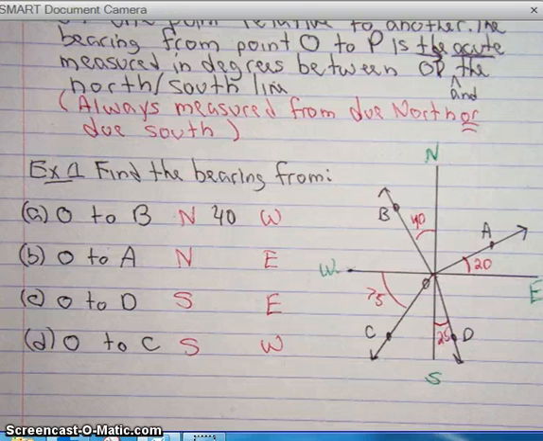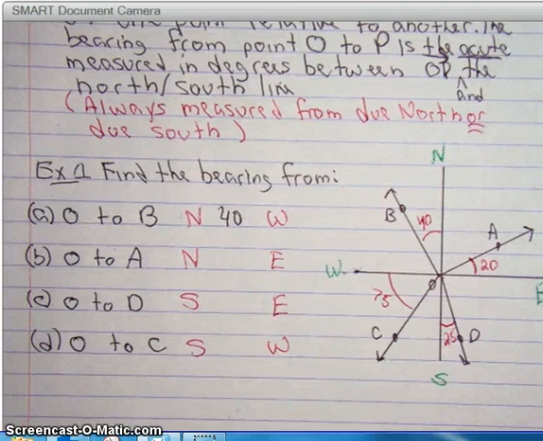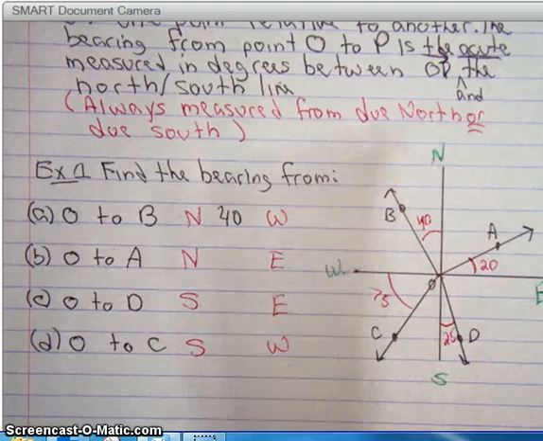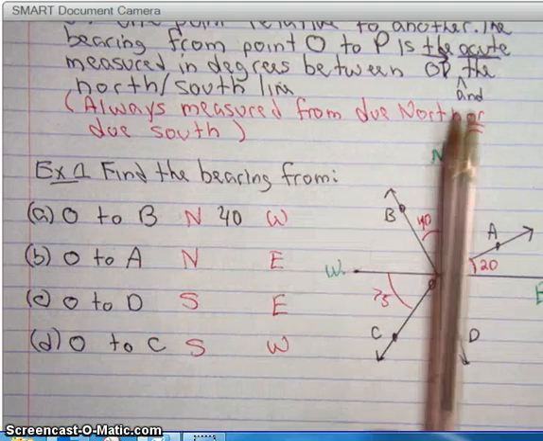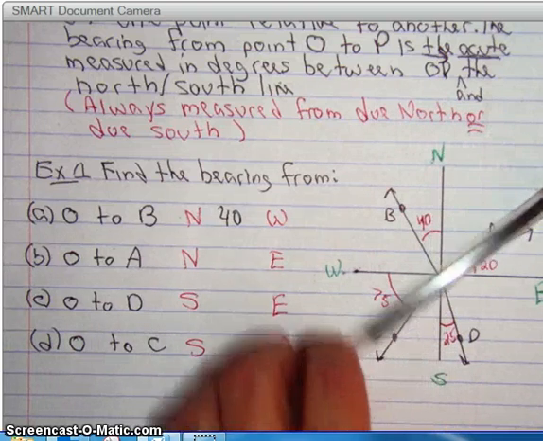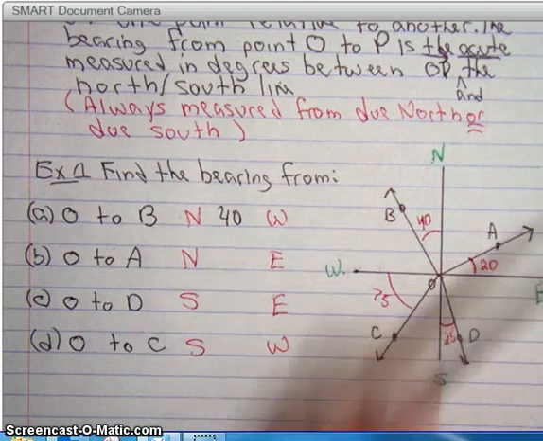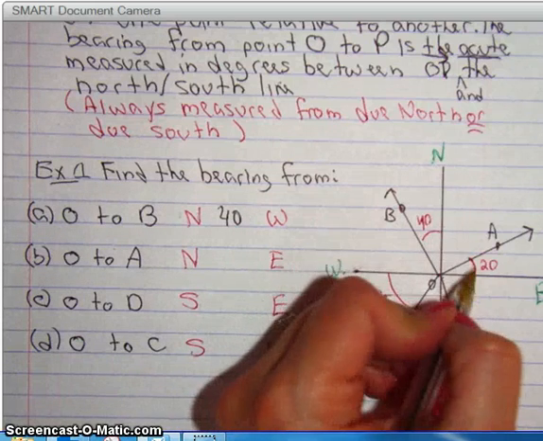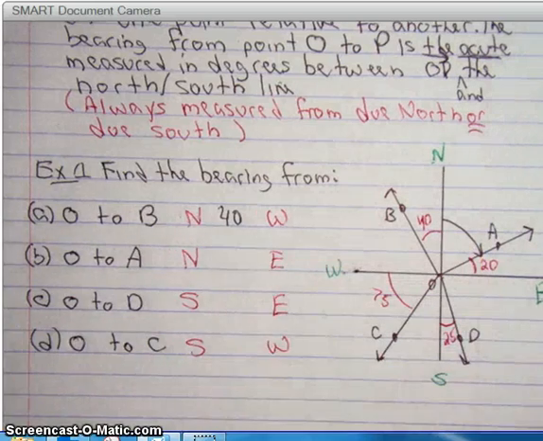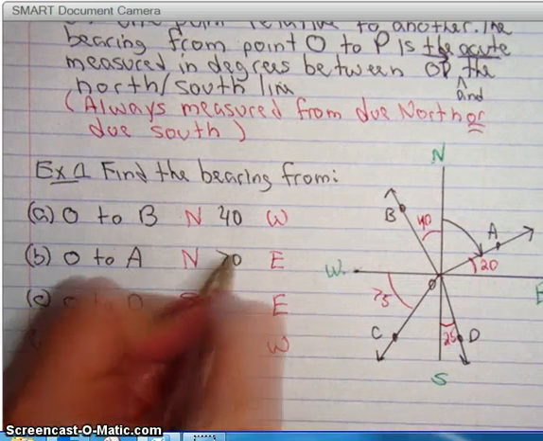All right, so you guys take a moment. All right, Remy, O towards A, or ray OA. Starting at the north towards A, how many degrees did you say? 70. Very good. It's not the 20. The 20 is coming from the east. We got to go from the north towards A, so that's 70.